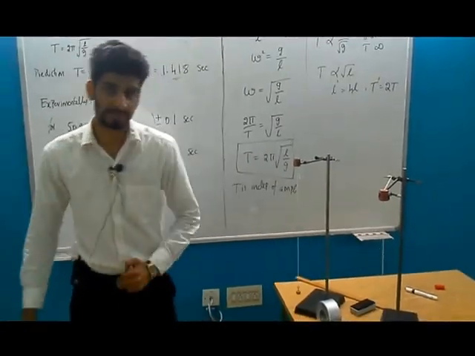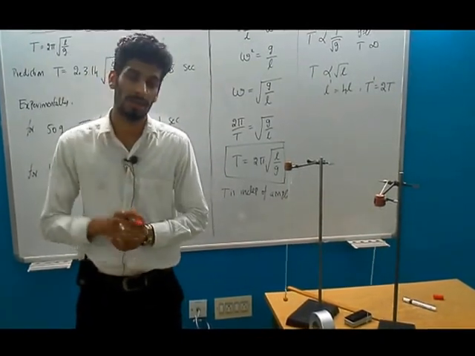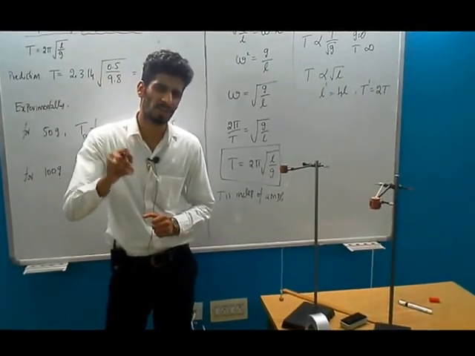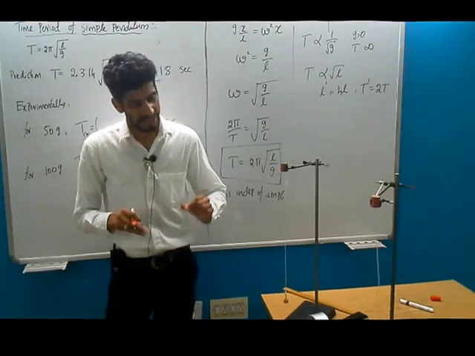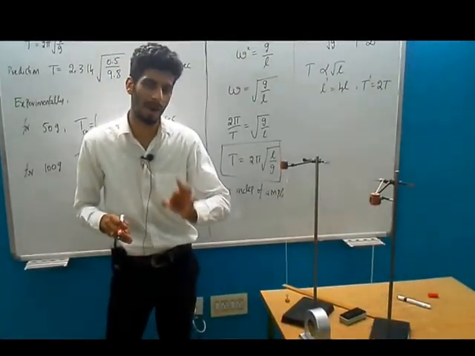Yes, the last time I had an expression for the time period of a spring, which is 2 pi square root of m by k. So there was a dependence on mass. Now the question comes, does the time period of the simple pendulum depend on mass?